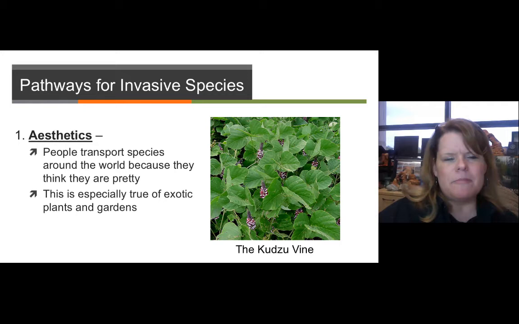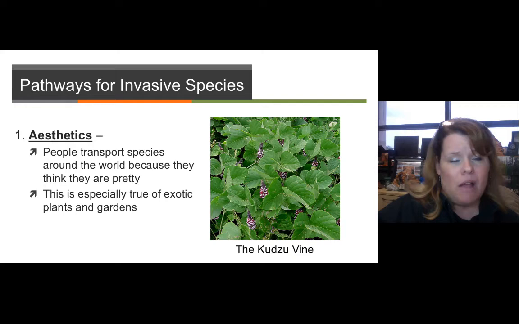One way that invasive species can be brought as a pathway is for aesthetics. The kudzu vine that you learned about earlier in the video was brought to the United States and also other places in the world because people thought they were pretty. They looked good. They were nice, cute, pretty plants. It's especially true for exotic plants in gardens.